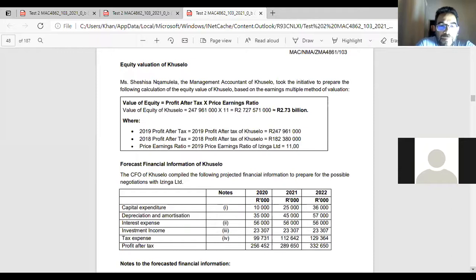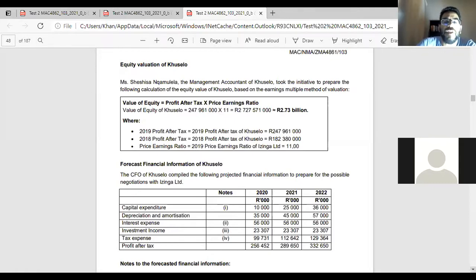Price earnings ratio is the PE. So they say the value of equity of Coselo is 247 multiplied by 11, and that gives you that amount. They're telling you it was the 2019 profit after tax. So they used the 2019 profit after tax. Then they're giving you a price earnings ratio for the 2019 price of Zynga. So what they did was they simply took 2019 profit multiplied by the PE multiple of Zynga.